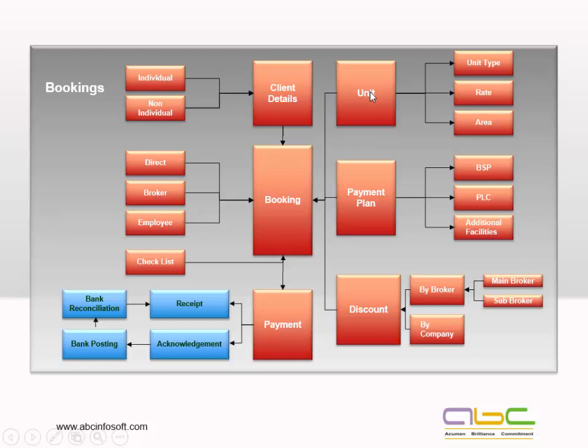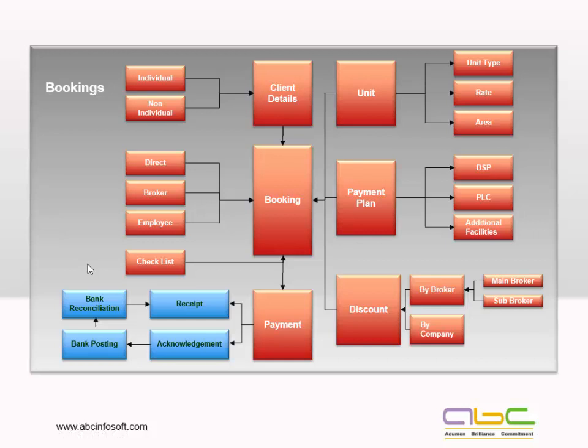Then what is the unit we are giving in this booking? With the unit itself, it will show you the unit type, rate and area automatically. What is the payment plan for basic, PLC and additional charges? Discounts, if any, is it by broker or by company? Or if it is by broker, then is it a main broker or sub broker? And then the checklist. Our focus is to make it as system driven as possible.